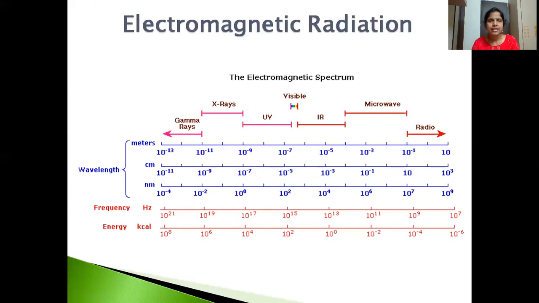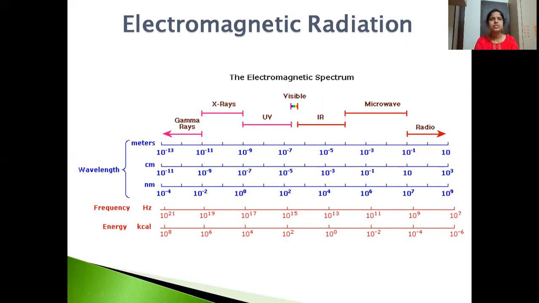Then as I said, electromagnetic radiations are made up of various rays, and all of those give rise to the electromagnetic spectrum: gamma rays, X-rays, UV, visible, IR, microwaves and radio waves. These are the various waves present in the electromagnetic spectrum. Gamma rays are highly energetic. As we move from left to right, towards the radio waves, the energy decreases and the wavelength increases, because energy is inversely proportional to the wavelength.